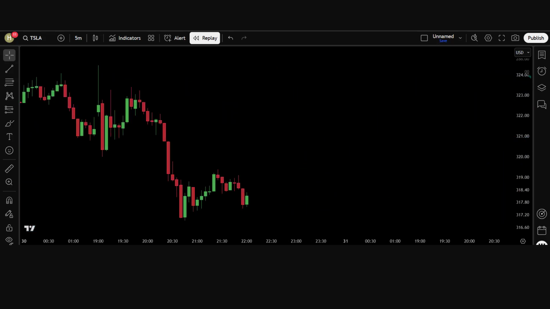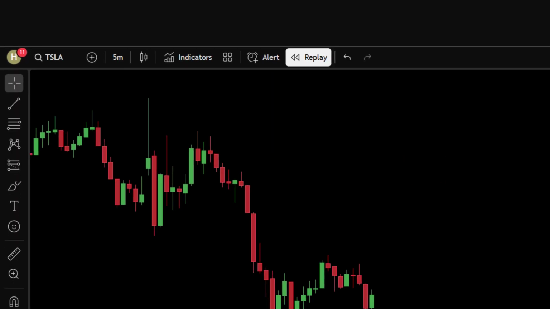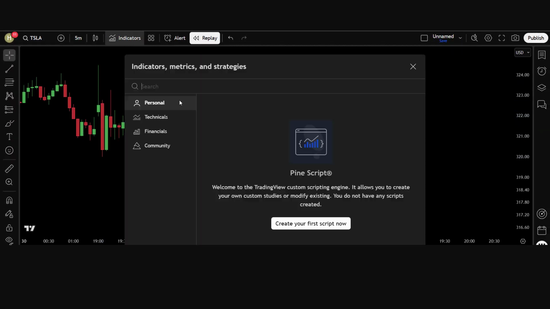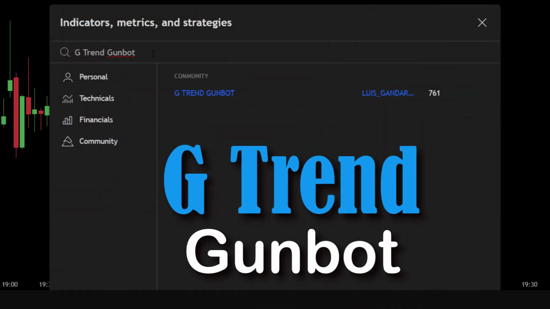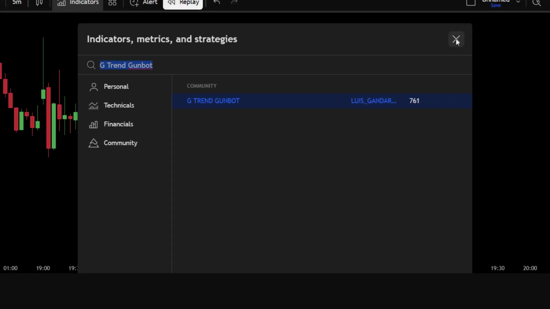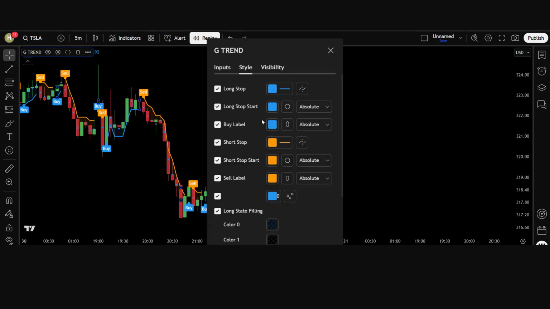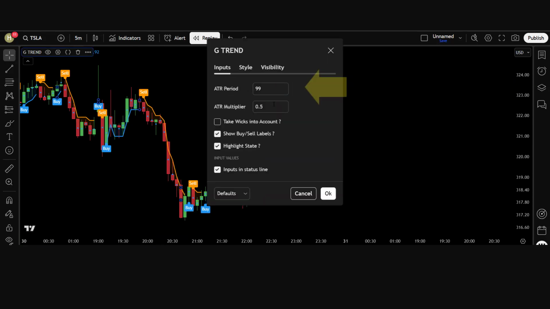So let's get started. Setting up the indicators. Open your chart. We're using Tesla 5-minute time frame. Go to Indicators. Search G-Trend Gunbot. Add it to the chart. Adjust the settings. Now go to the inputs. Set ATR period 50 to 99. ATR multiplier 3 to 0.5.